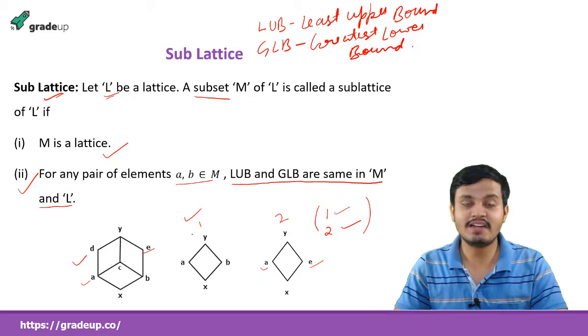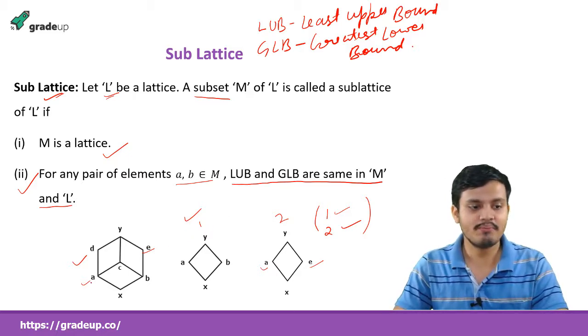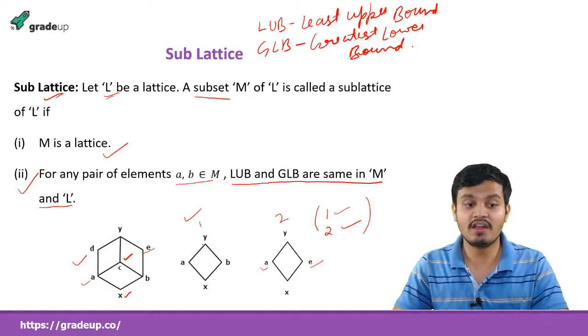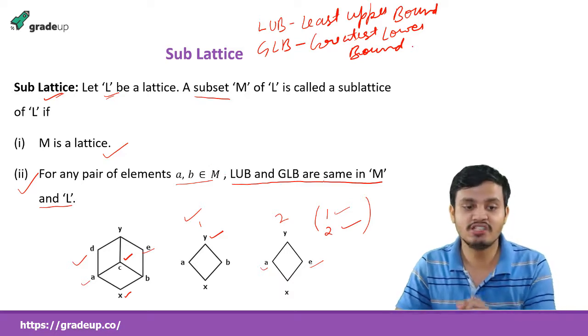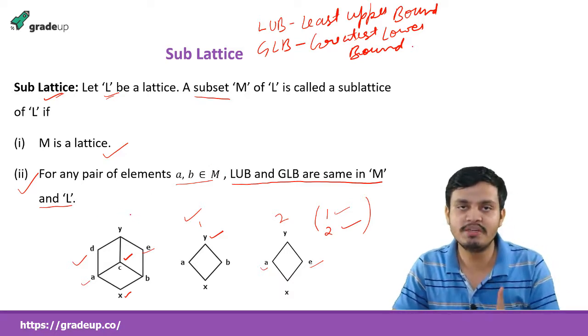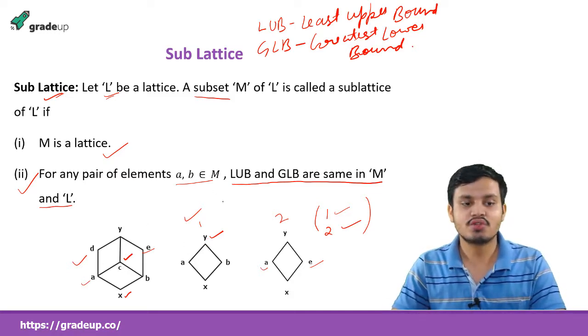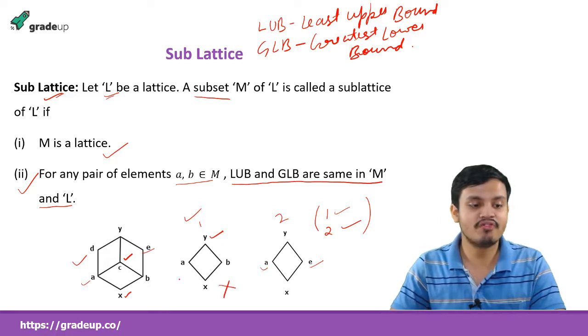But I am asking you to try for this one. You will see an interesting thing. Now we will see. Try to find the GLB and LUB for A and B. If I try here, the LUB will be C and the GLB will be X. But if you try here, the LUB will be Y, but here it is C. And our second statement says that LUB and GLB are the same in M and L. It should be the same in M and L, but it is not happening here, because here it is C and here it is Y. So this is not a sublattice of this lattice.